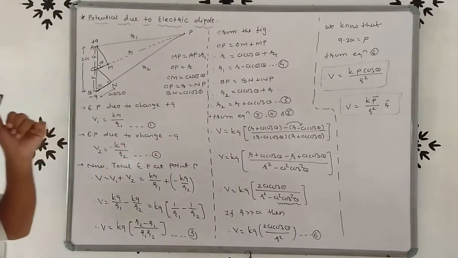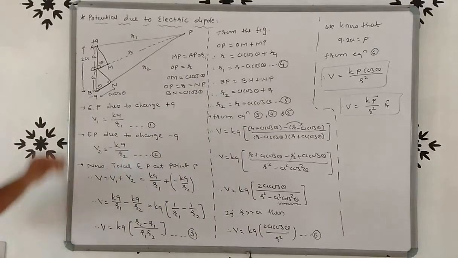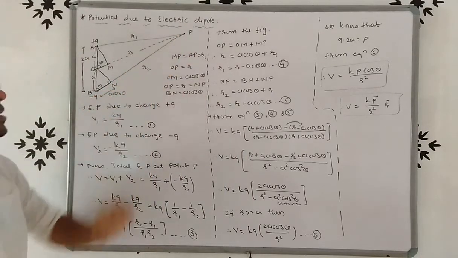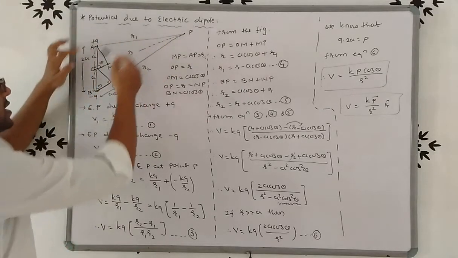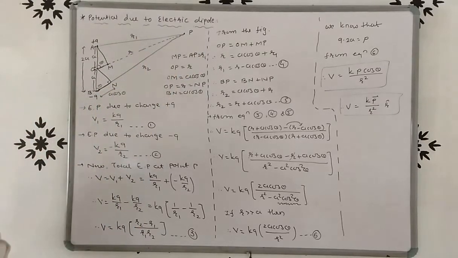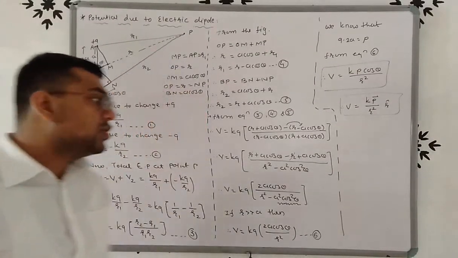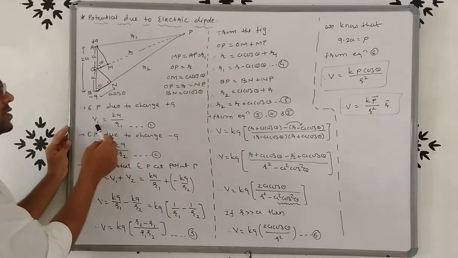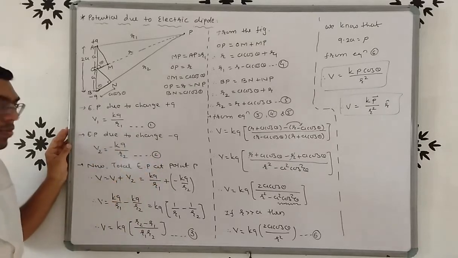So here friends, as shown in the figure, this is the dipole having charge plus q and minus q, having a finite distance between them. Here we have to find out the electric potential at point P. The distance between plus q and P is R1, and the distance between minus q and P is R2, right? So potential at point P is due to charge plus q and minus q. Potential due to charge plus q, that is V1 is equal to Kq by R1. Potential due to minus q, so V2 is equal to minus Kq by R2.